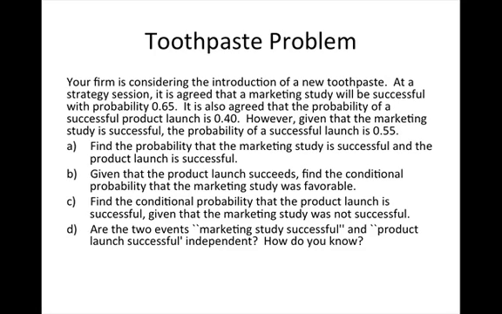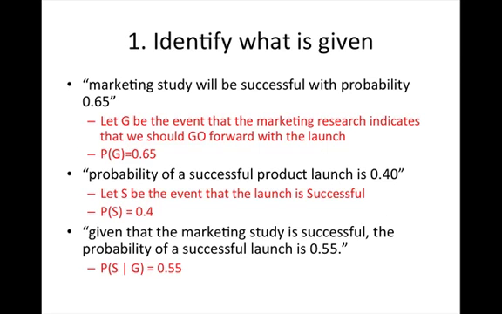So how are we going to solve this? Well, we're going to make a crosstab out of it. The first step in doing so is to identify what's given. Let's look at this statement: the marketing study will be successful with probability 0.65. So there's an event in here. That event is that the marketing research says go forward with the launch. Let's have that event be G, and that probability is 0.65.